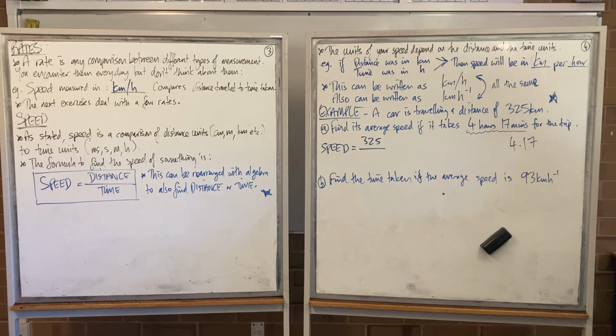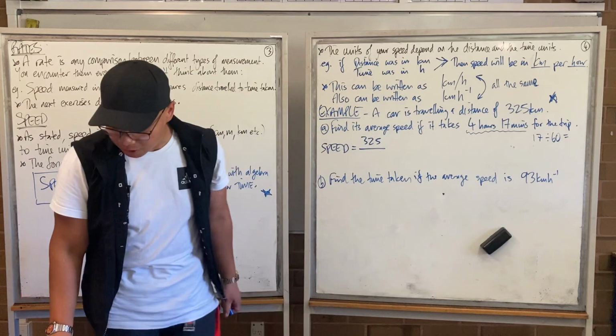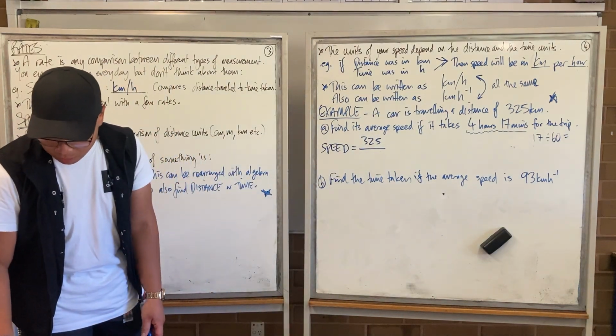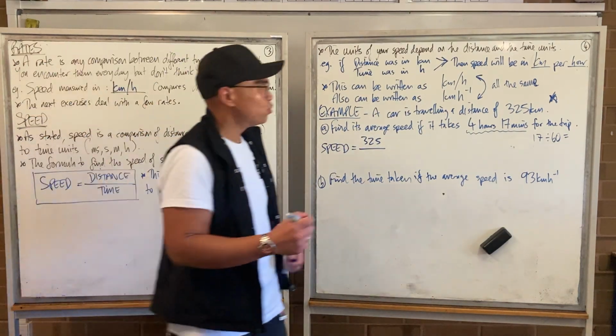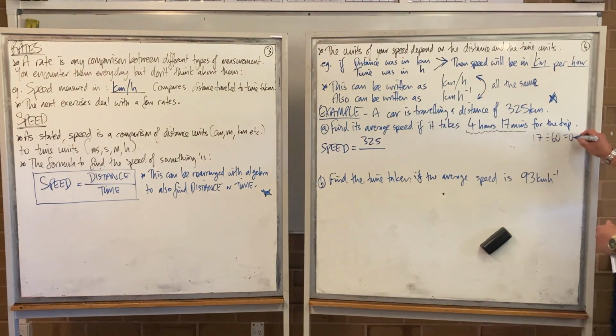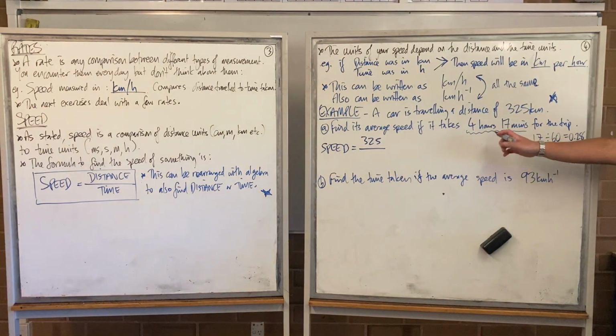Excellent. Okay? Last year, people were saying all manner of things. How many minutes are there in 1 hour? 60. So you go 17 divided by 60, and that will tell you the decimal. 17 divided by 60, so 0.28, 0.28. So, how many hours are we talking?